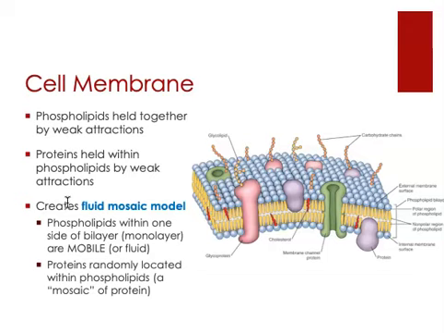Now, a couple things to know. Phospholipids within one layer of the bilayer. So we have this layer, and then we have this layer. And together they make up a bilayer. The phospholipids within one layer, or what we would call a monolayer, one layer, they are moving around. They're mobile. Remember, they're not attached to each other. So they are literally sort of bouncing around within that layer.